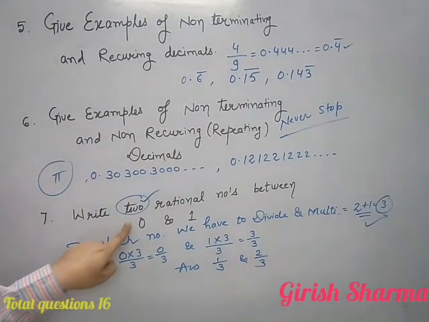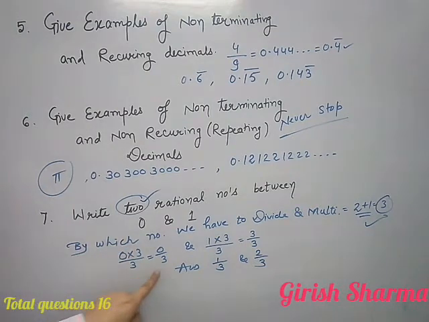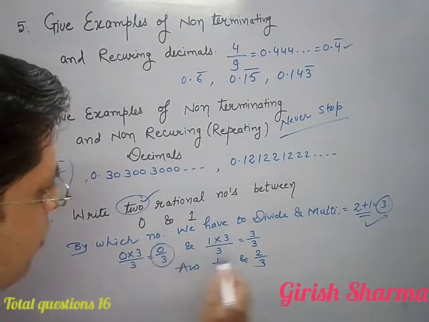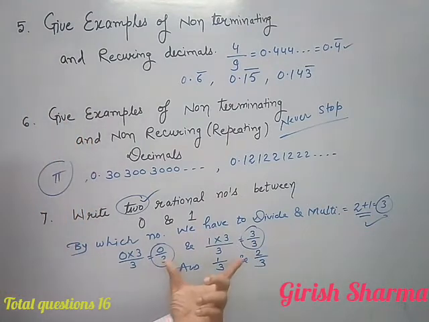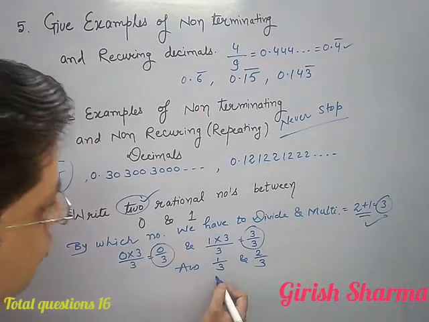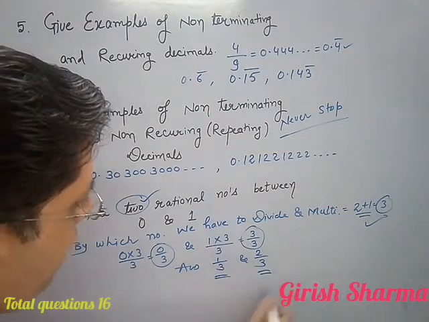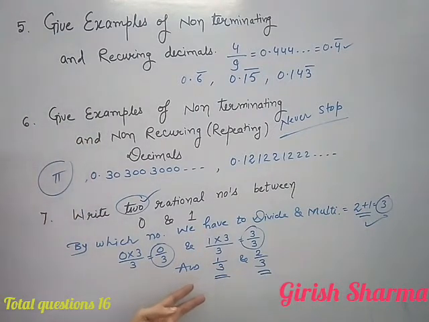See here, 0 into 3 divided by 3, 0 upon 3, and 1 into 3 divided by 3, 3 upon 3. Then we have these two numbers, 0 upon 3 and 3 upon 3. And how many numbers do we have to insert? Only 2, and we have space for only 2 also. This is 1 upon 3 and 2 upon 3. This is your answer.